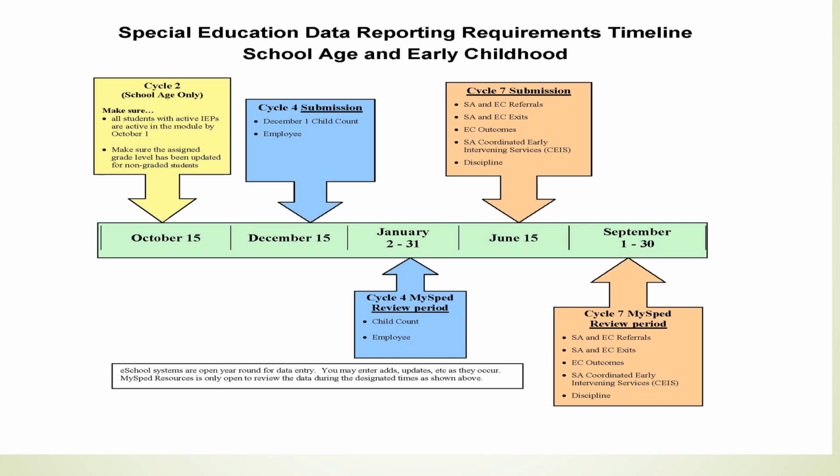From a calendar perspective, Cycle 2, pulled for student enrollment as indicated, is reported for October 1 and due by October 15th of the fiscal year. Cycle 4, personnel reporting and child count, is reported for December 1 and due by December 15th. Note the review period for Cycle 4 during the month of January. Cycle 7 information is submitted by June 15th and available for review during the month of September. Be sure to keep primary disability up to date as they are pulled for every cycle and updated to Triand nightly.